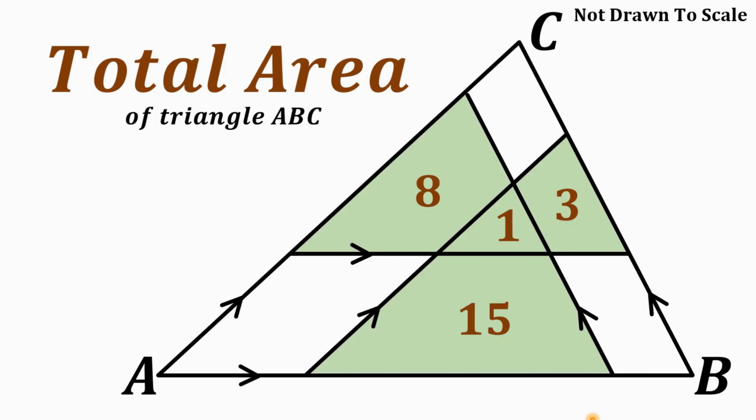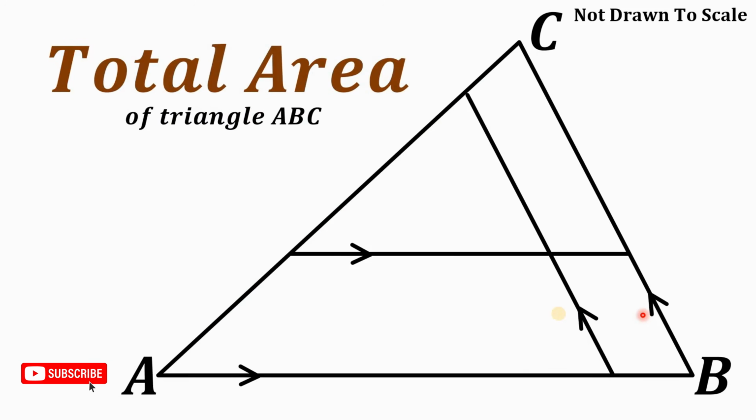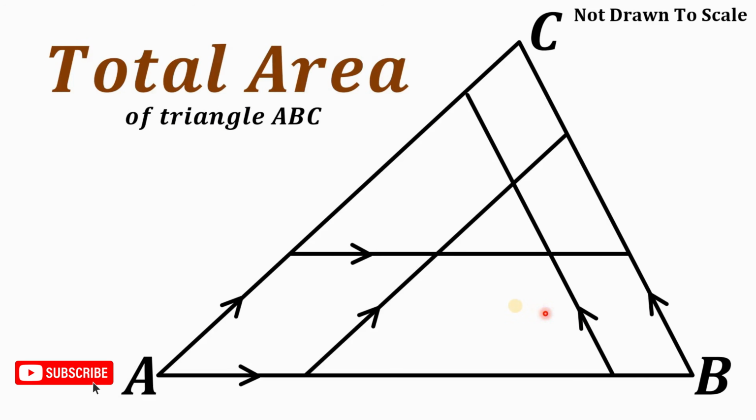Today, we will answer this geometry challenge coming from one of our followers. And the question goes like this. Given this triangle ABC, now let's draw a segment that is parallel to side AB and a segment that is parallel to side BC and another segment that is parallel to side AC.